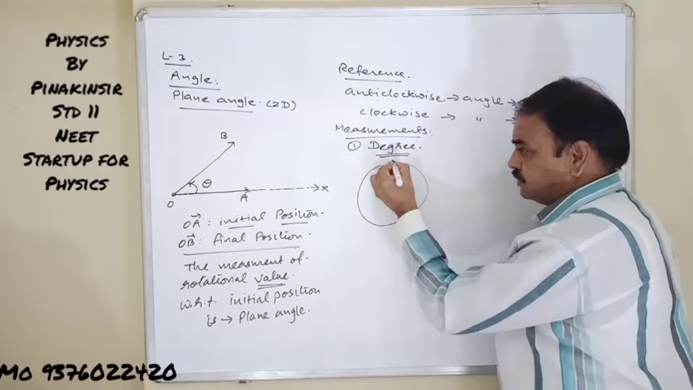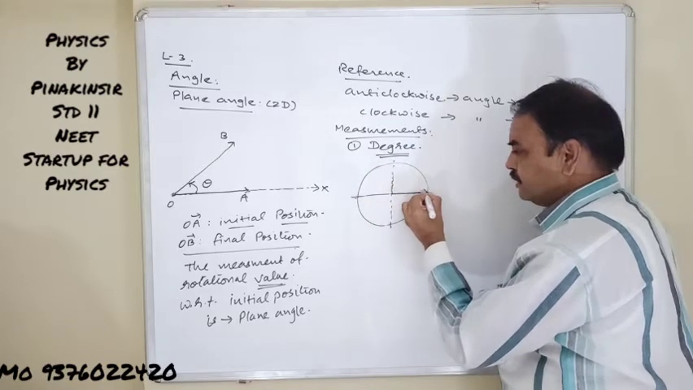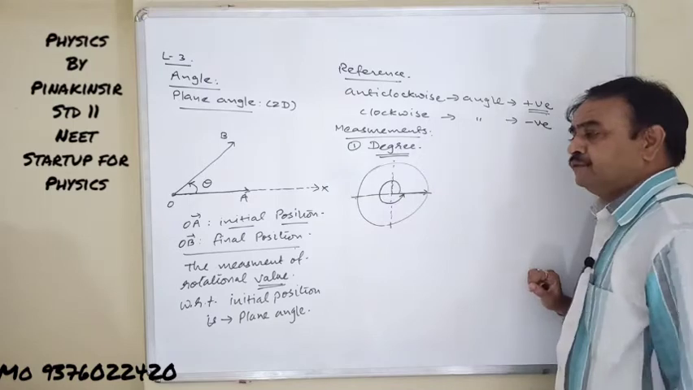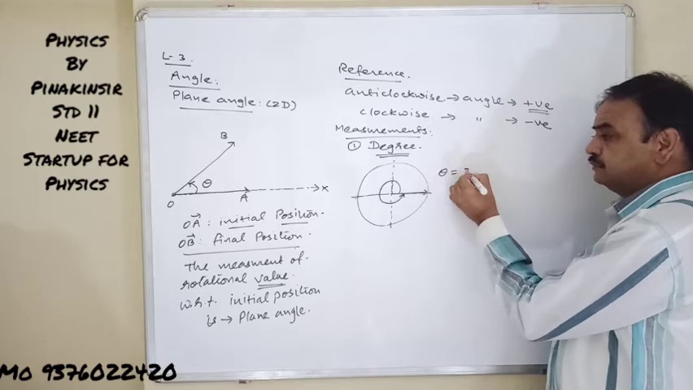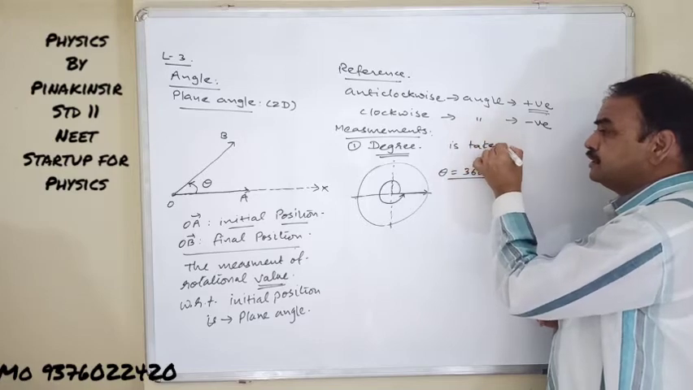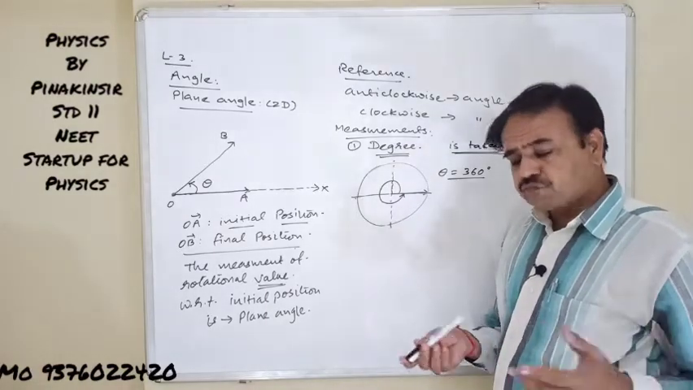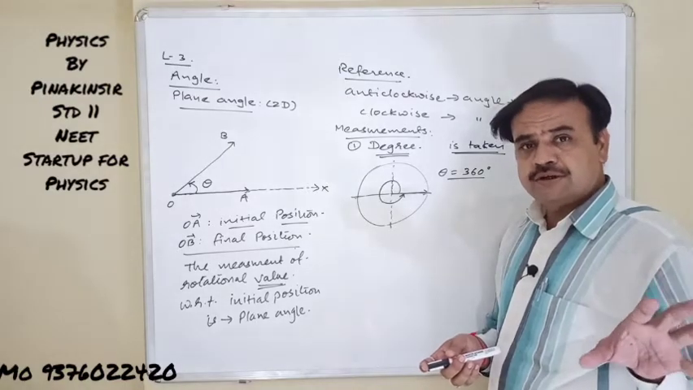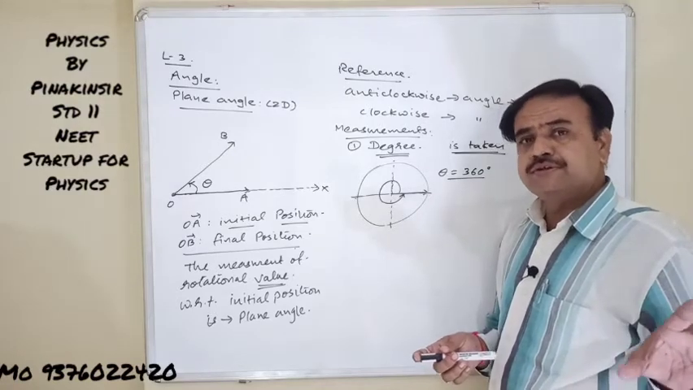If this ray completes a rotation, starting from here and rotating like this, then the initial and final positions will be the same. Then that angle is taken as 360 degree. Mind well, I am using the words "is taken." Is taken means what? They have decided. What have they decided? Scientists or mathematicians have decided that the angle for a complete rotation must be taken as 360 degree.